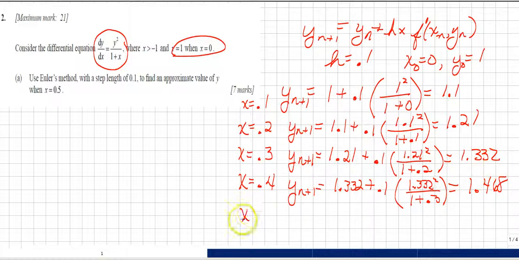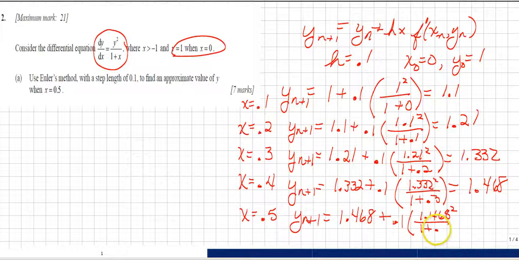Last but not least, the final step: we're trying to evaluate x equals 0.5 using the formula, y sub n plus 1 equals the previous y plus h, 0.1, times the derivative evaluated with the previous x and the previous y. Previous y, 1.468 squared over 1 plus the previous x, 0.4, equals 1.62. We have solved problem A. Final answer, 1.62, which gives us what? 7.7 marks. Yes, very good.